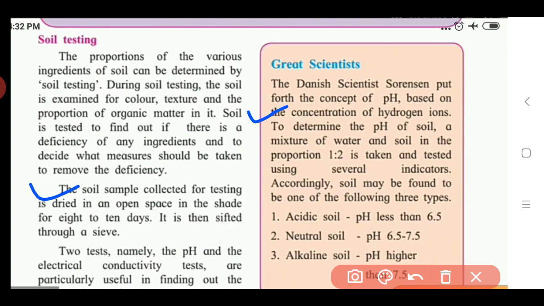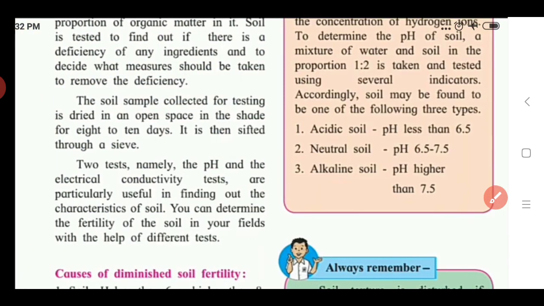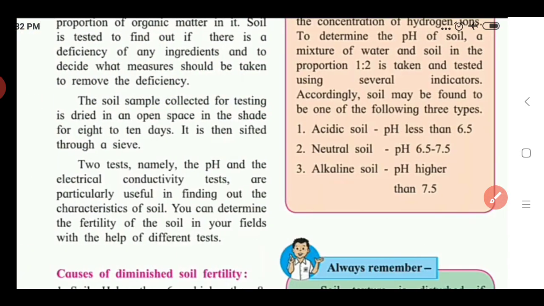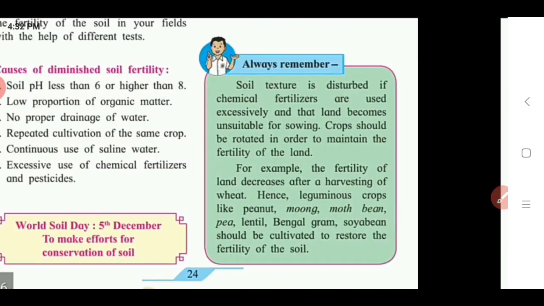Okay, so here we see the next point, that is causes of diminished soil fertility. Means nowadays why the fertility goes on decreasing for a farm or field. So what are the reasons? There are some reasons. Here we see one by one.